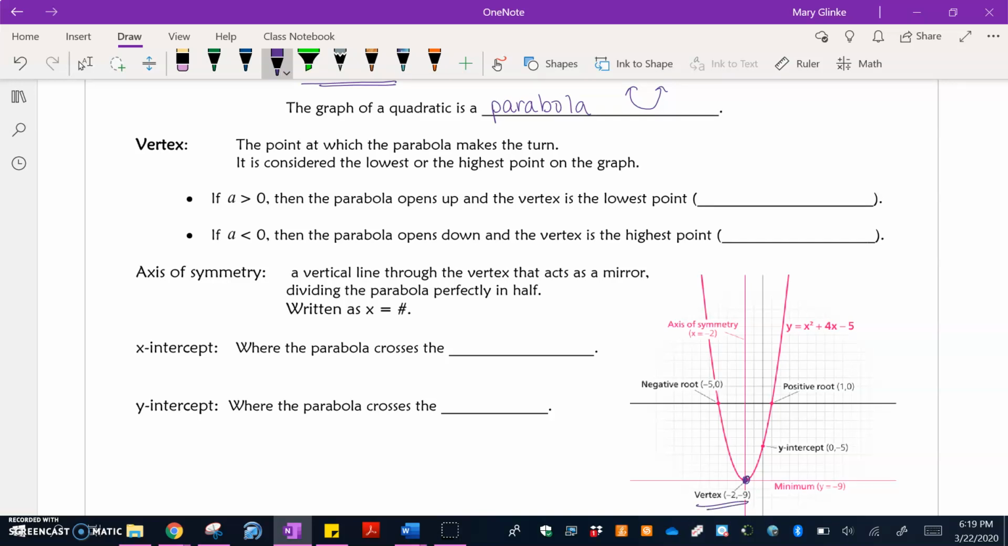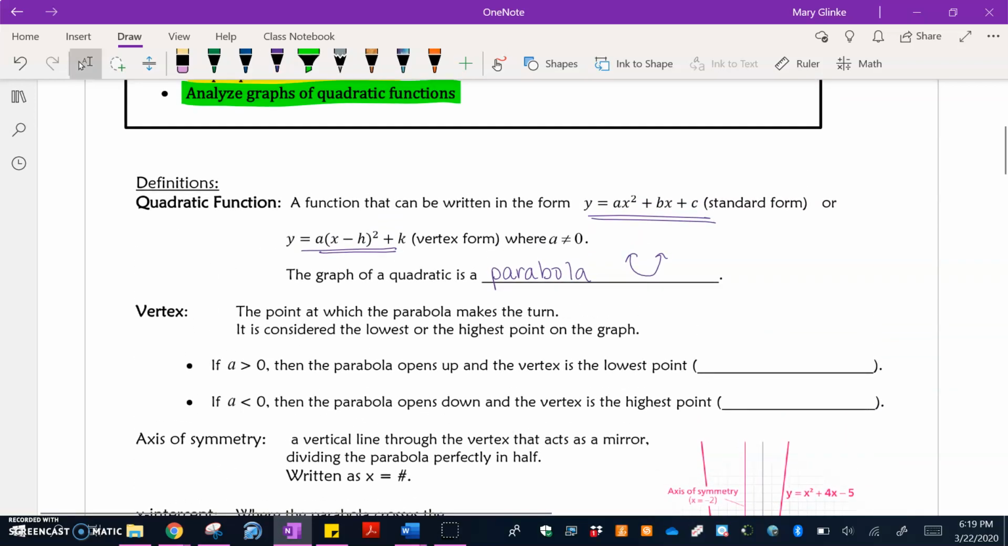For the graph that's here, we can see our vertex is down at -2, -9, and you see it written as a point. In standard form, if your a value, the number out in front of your x squared term, is greater than 0, meaning it is positive, then your graph is going to open up. And if your graph opens up, that means your vertex is going to be a lowest point, which is also known as a minimum. If it's the opposite, where a is less than 0, meaning a is negative, that means your graph is going to open down and your vertex is going to be your highest point, known as your maximum.